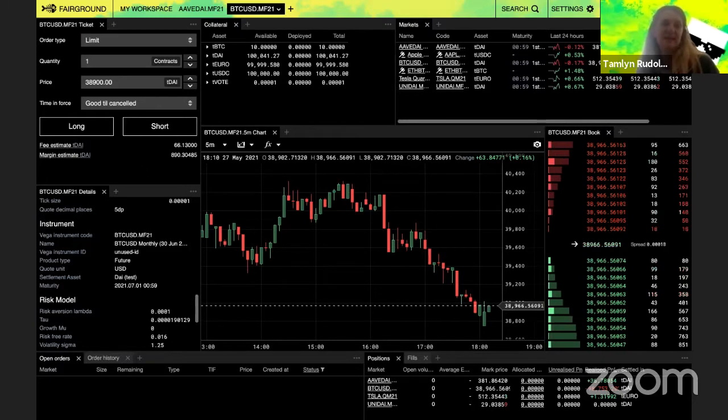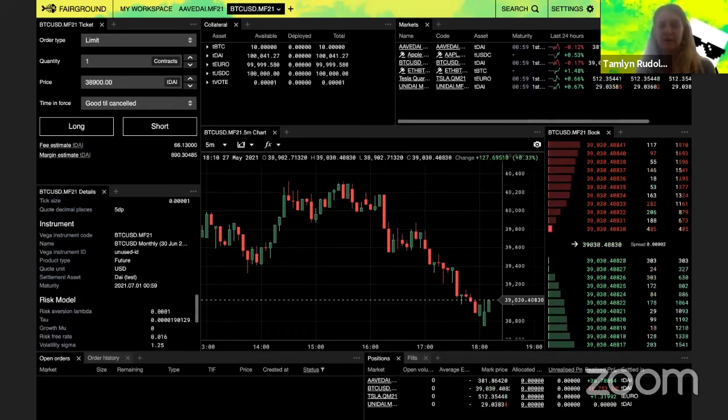Now, very excitingly, we have just recently added a couple of fields here that help a trader understand what the potential fees on this order would be if they are the price taker. So on Vega, it's a maker-taker fee model.